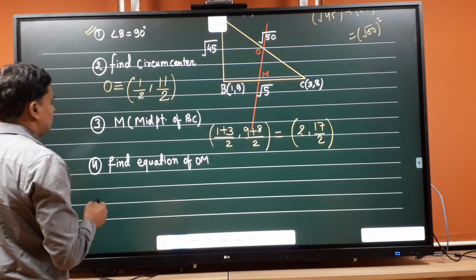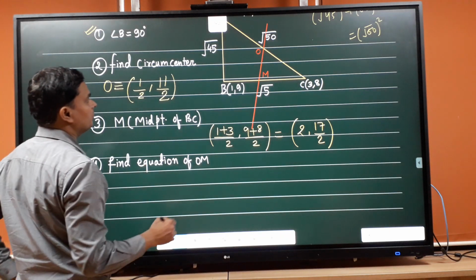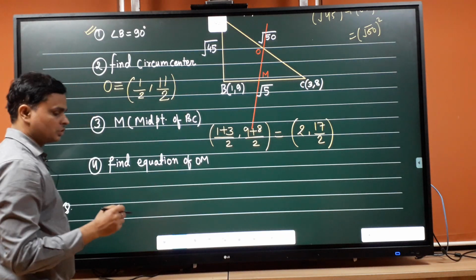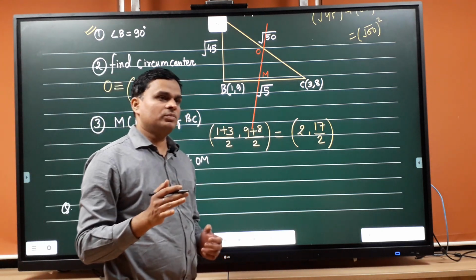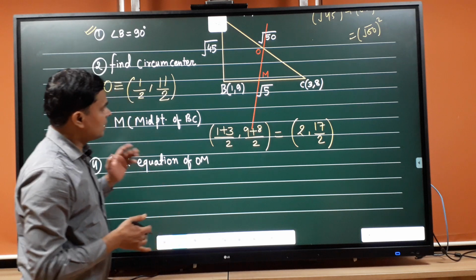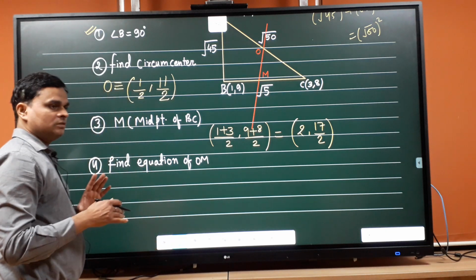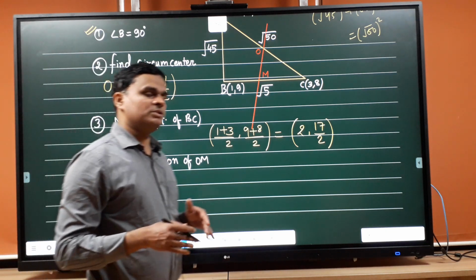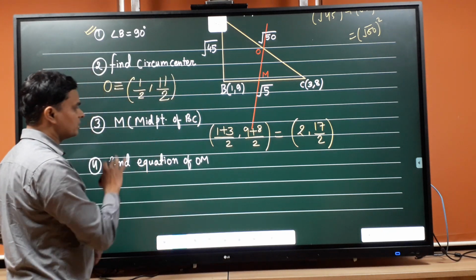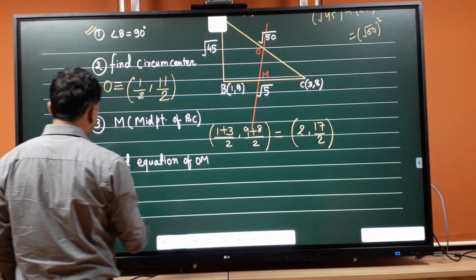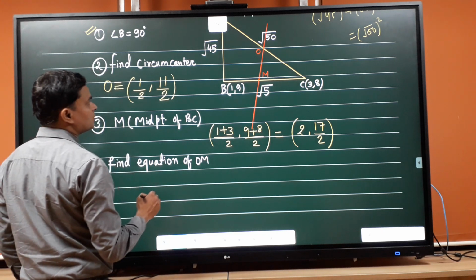Now find the equation of OM. Why do we need to find the equation of OM? Because it is saying that that particular line OM, when intersected with the y-axis, gives a particular value. That means it intersects the y-axis at a particular point, and that point is given. So it is necessary to find the equation of OM.